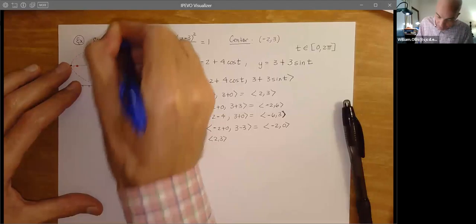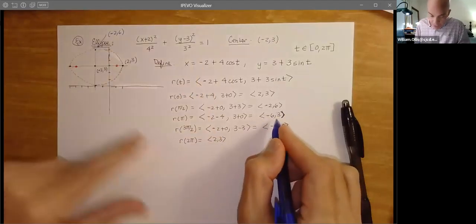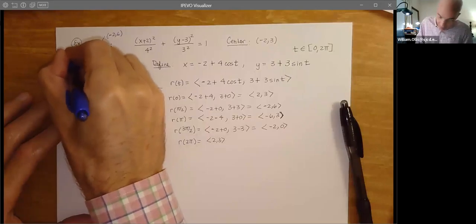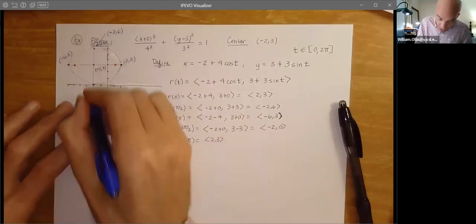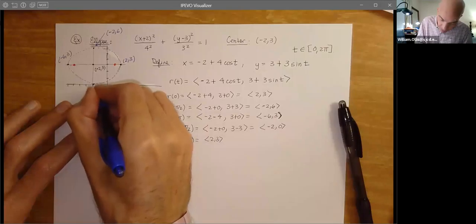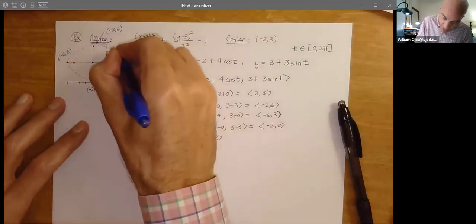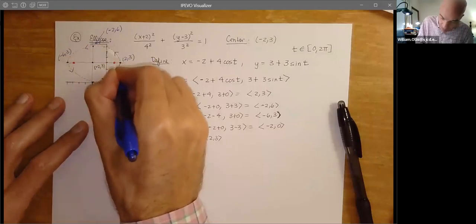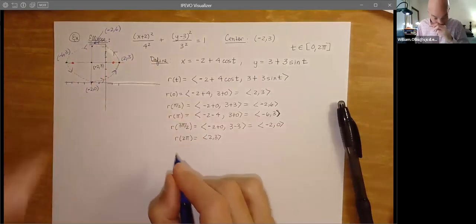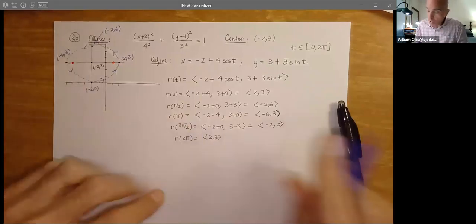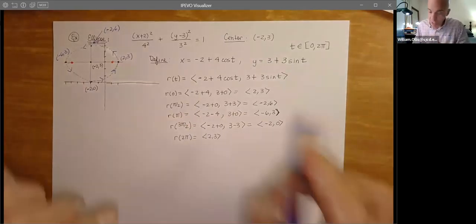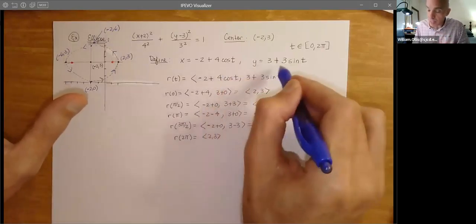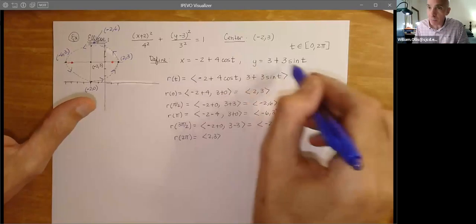So now what we can see, I'll do this in blue. The point 2, 3 is right here. The point negative 2, 6 right here. And then the point negative 6, 3 right here. And then of course the point negative 2, 0 right here. So what we're seeing is that we're getting a traversal, again, that's counterclockwise.